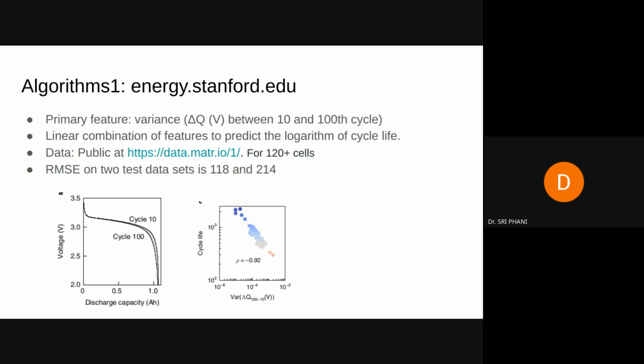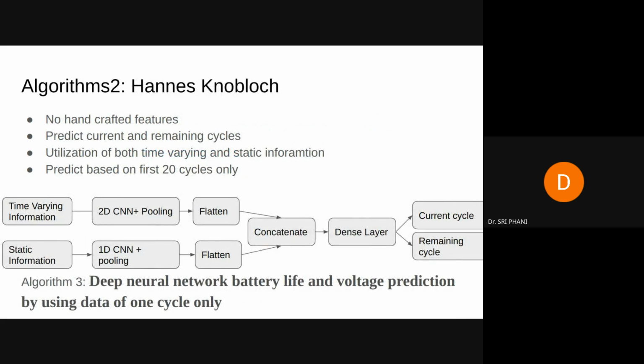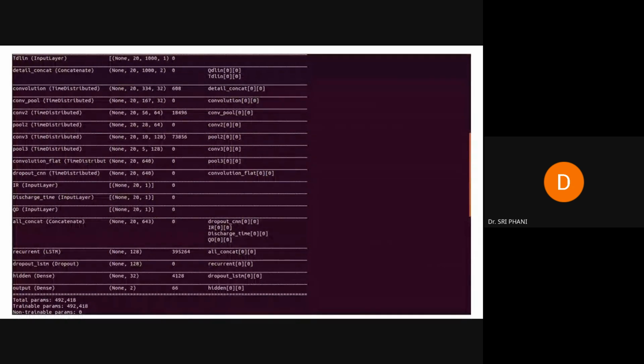Here they have taken a few cycles in algorithm 2, but in algorithm 3 there is a new deep neural network based life estimation and voltage prediction using only one cycle. So based upon only one charge and discharge cycle, they are closely estimating and predicting how much state of charge, state of health, or number of life cycles are left. So they're able to predict that.